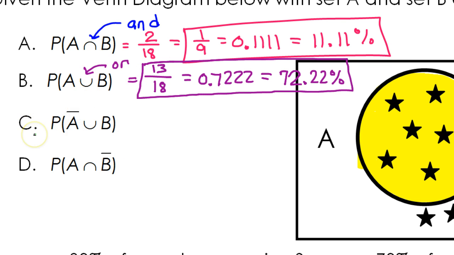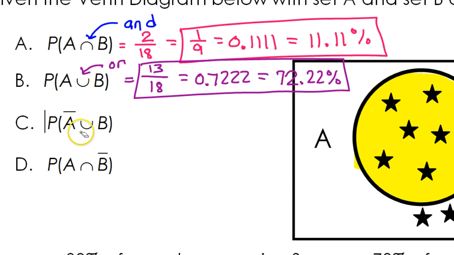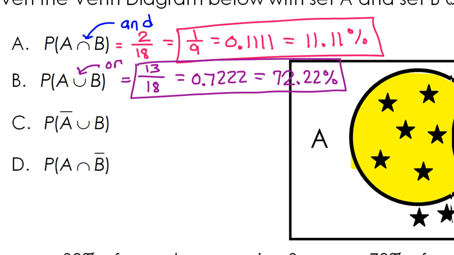Now let's move on to C. Now this little line over the top is another way of asking for the complement of set A. Alright, it's the same as when we use this symbol. Either way it means not A. Okay, so let's deal with that. So we want not A union B.